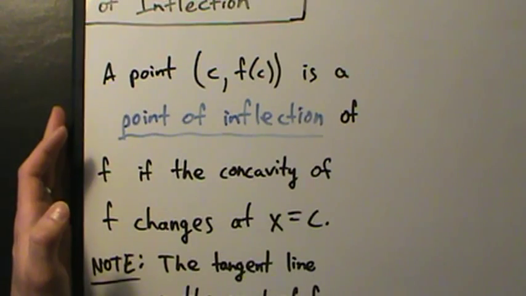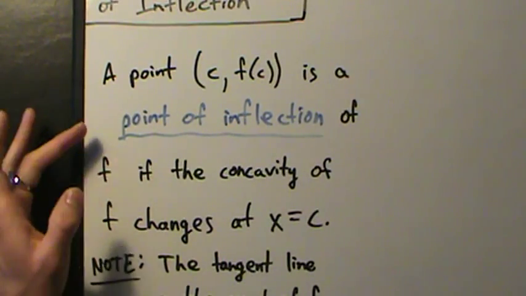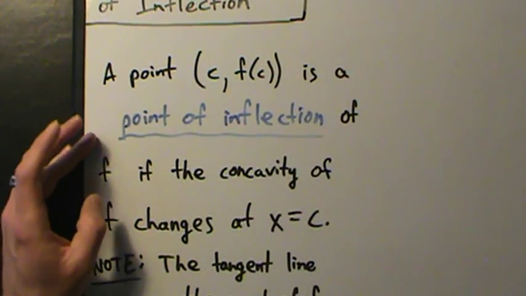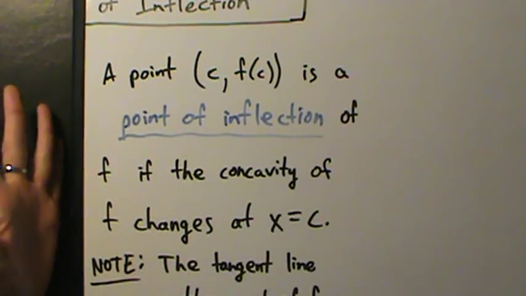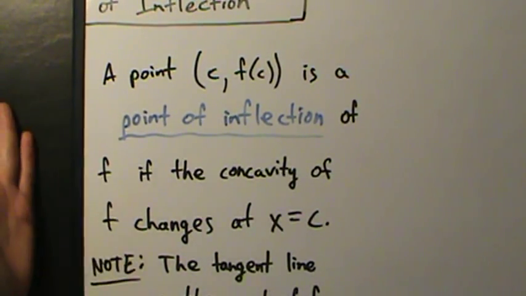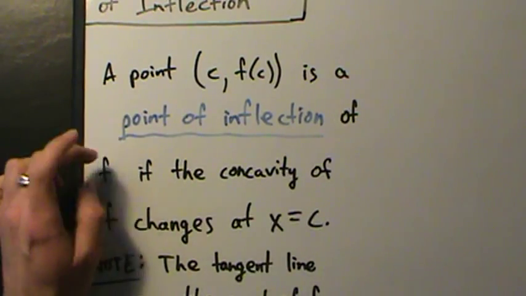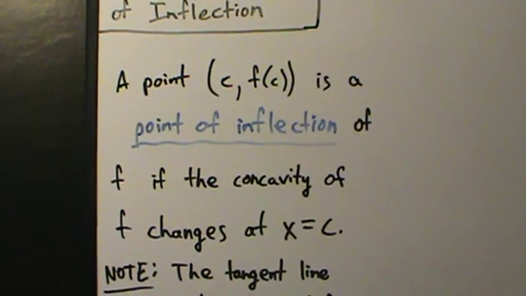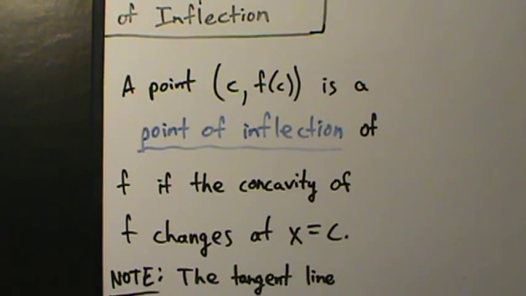So if we know that the second derivative is 0 somewhere, then all we have is a possible point of inflection, and then we have to check it using sign charts to see if it actually is a point of inflection. But we'll see some of that in the next few examples, in the next few videos. Okay.